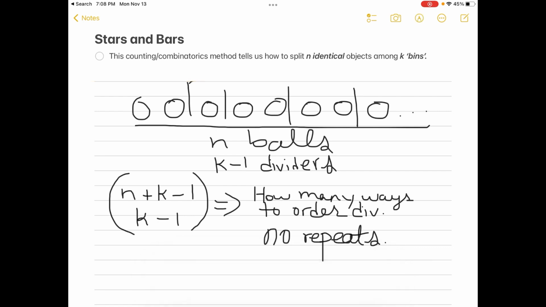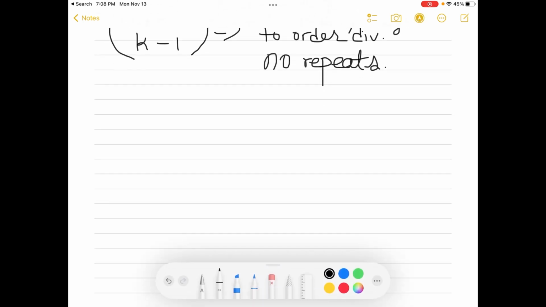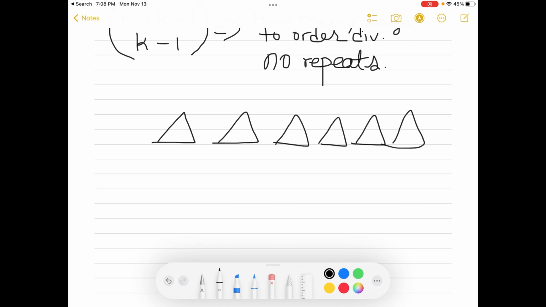So let's look at an example to understand what we're talking about here. Let's say I have a line of 6 triangles. So I have 6 triangles here, right? And I want to split these into 4 groups. How many ways can I do that?